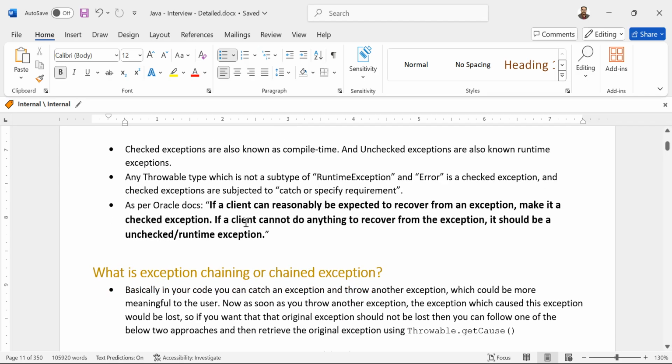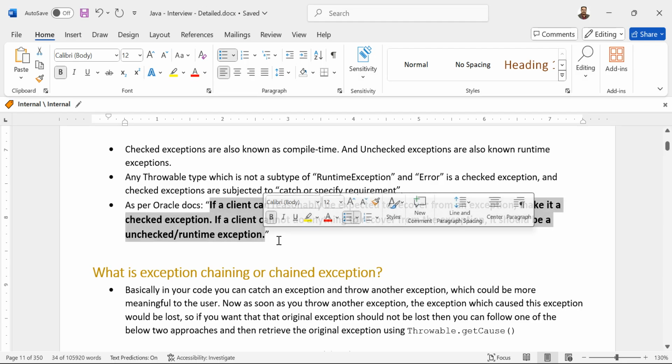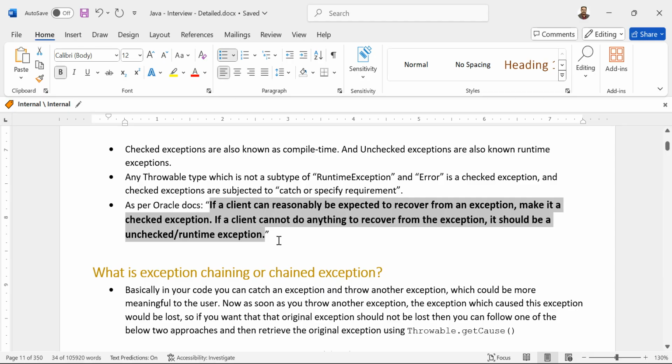Now I have captured another very important statement from the Oracle documentation, about how you should classify a particular exception. Suppose you're writing a piece of code. How do you decide that a particular exception should be a checked exception or an unchecked or runtime exception? This is what Oracle recommends: if a client can reasonably be expected to recover from an exception, then make it a checked exception. And if a client cannot do anything to recover from the exception, then it should be an unchecked exception.